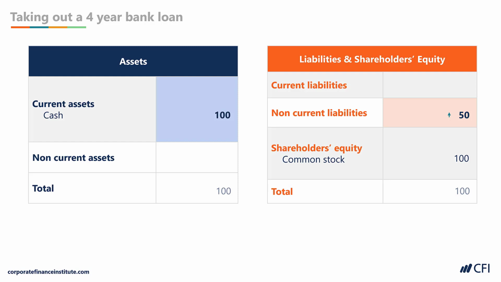The proceeds from the loan come onto the balance sheet as cash, so we now have a total cash balance of $150, 100 from the common stock and $50 from the loan. Now the totals on the assets side and the liabilities and equity side balance at 150. Now we're ready to move on to the next transaction.